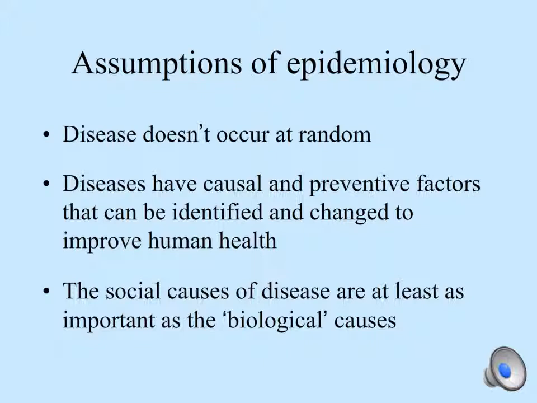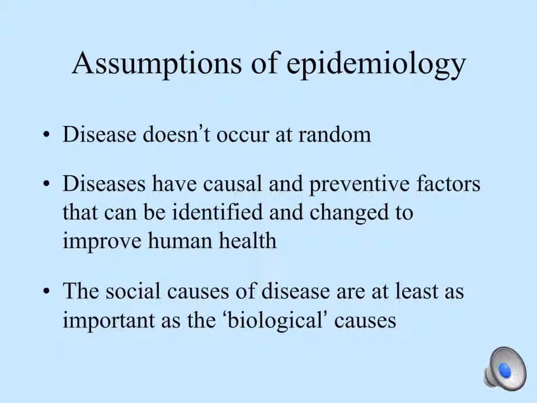So the assumptions of epidemiology, of course: disease doesn't occur at random. It has risk factors that are measurable. Diseases have causal and preventive factors that can be identified and changed to improve human health. And the social causes of disease are at least as important as the biological causes. And I think that's one of the emphases of this course.